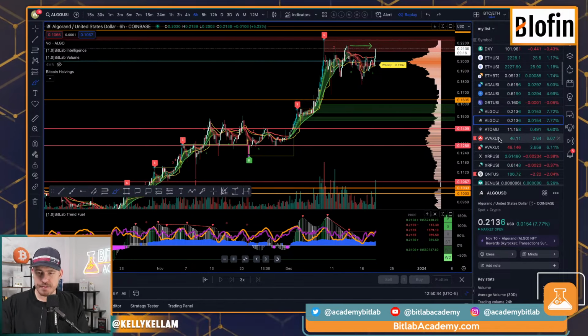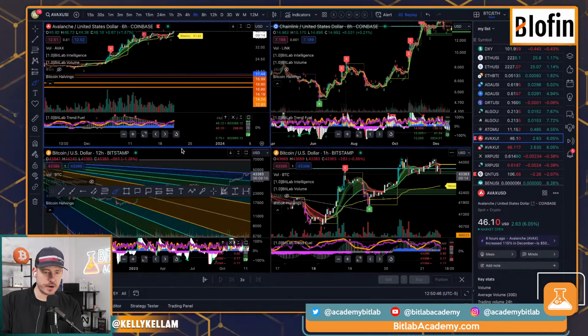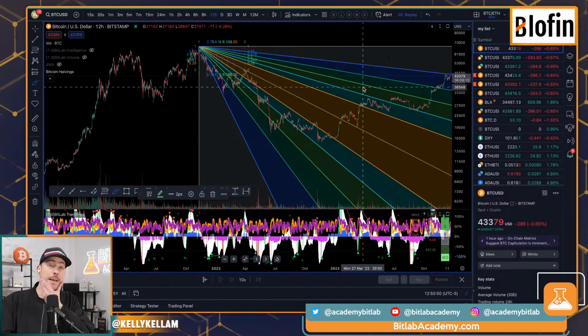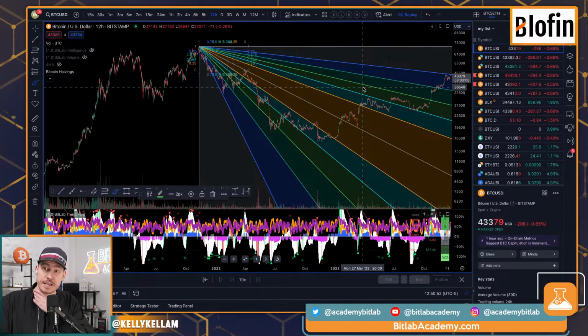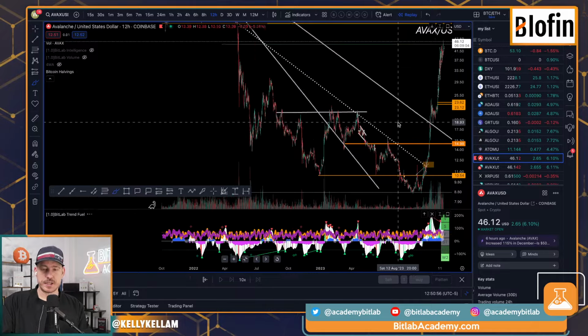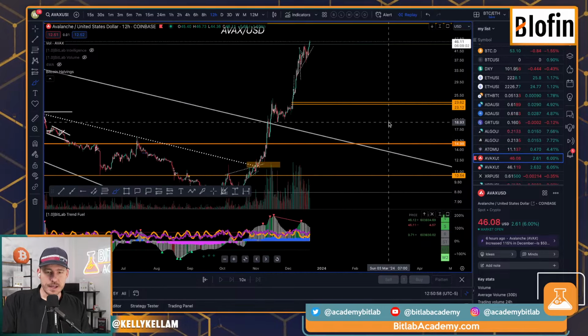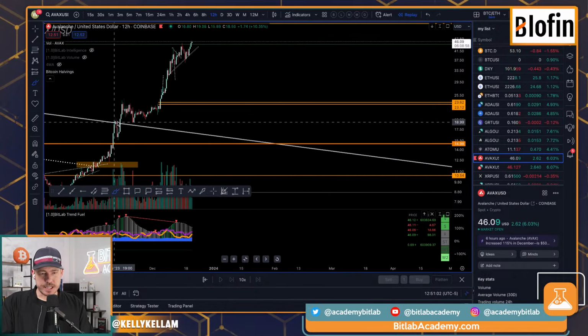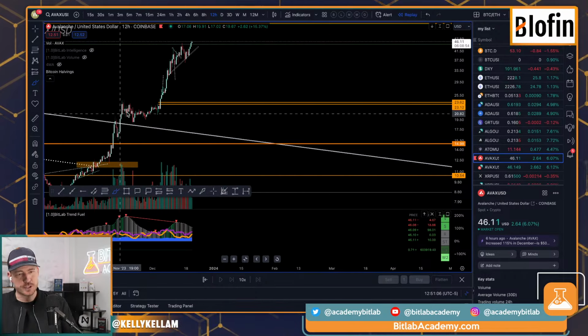If we come down to AVAX, actually, let me come over to this chart right here. I thought I'd change this. This was from the Fibonacci lesson that we did yesterday. If we come down to Avalanche, notice something. Look at this: break of the level, rejection at the level, break at the level, come back to test the level, continuation. This was a beautiful setup right here.